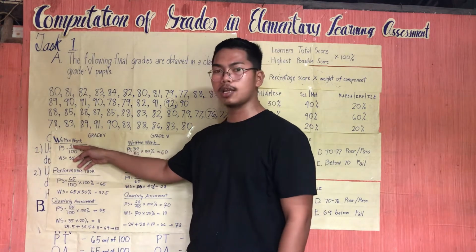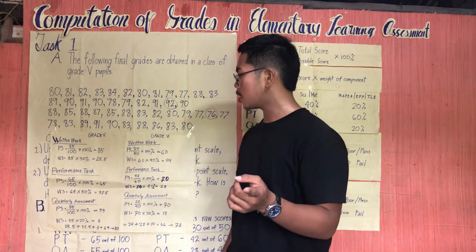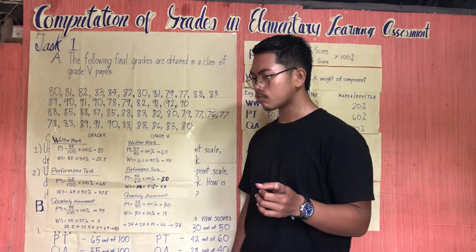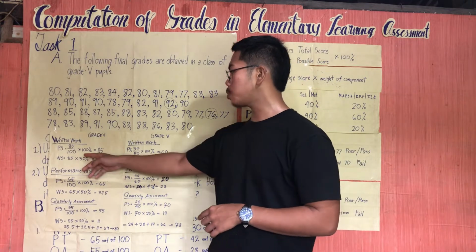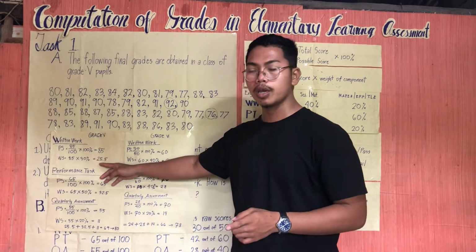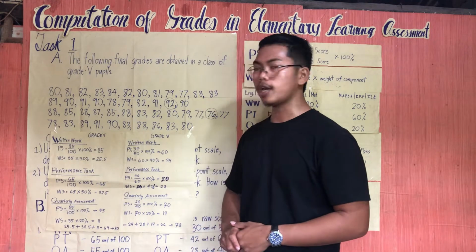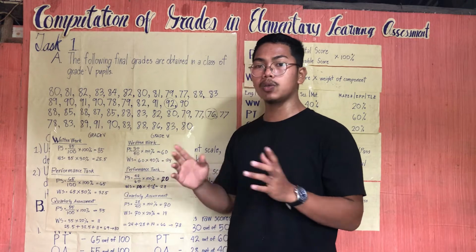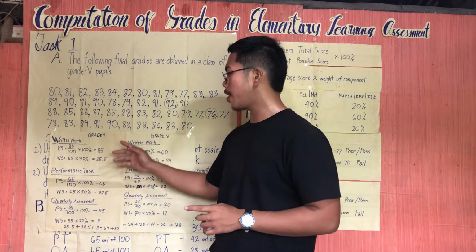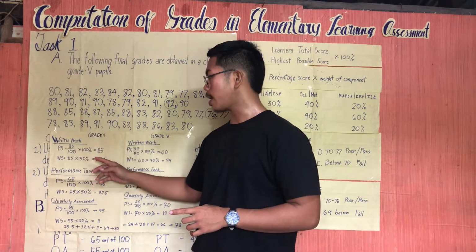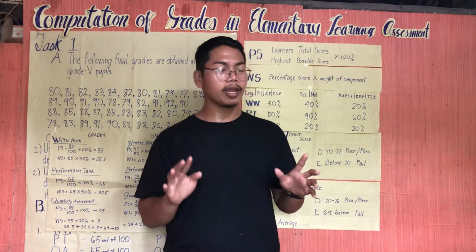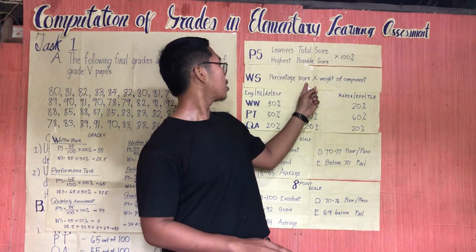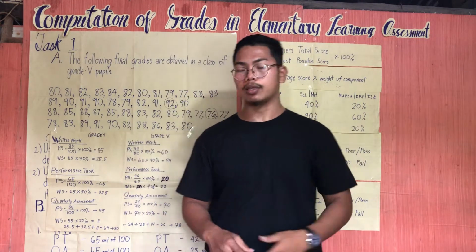85, because the learner's total score is 85, over the 100, or the highest possible score, times 100% is equal to 85. Okay, since we got the percentage score 85, we will now use this to find the weighted score. And do not forget the formula of weighted score is the percentage score times weight of component.